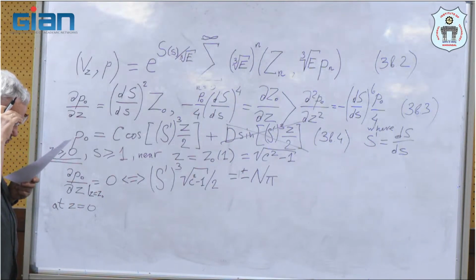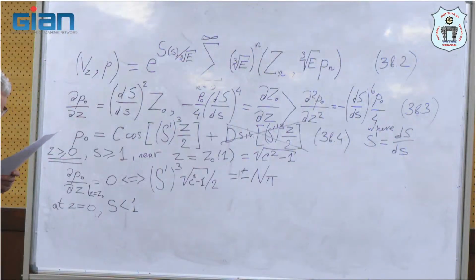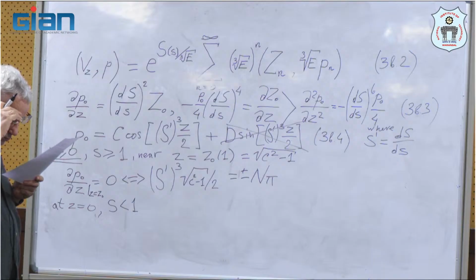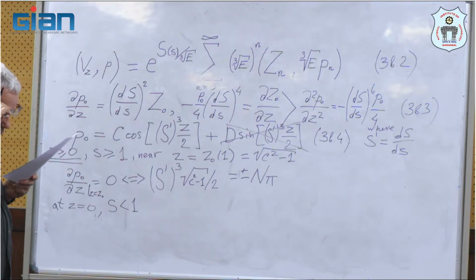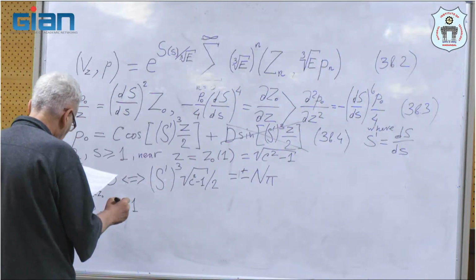A solution is sought in the interior of S smaller than 1. So similarly, we can do the same exercises for S smaller than 1, so inside the tangent cylinder. Then both solutions are matched together at S equal naught to ensure continuity of the overall solution. So these two conditions are matching.